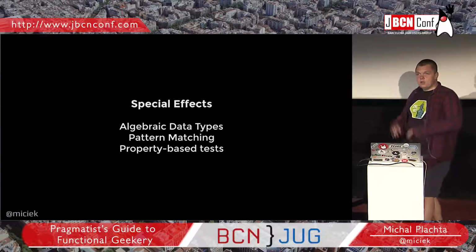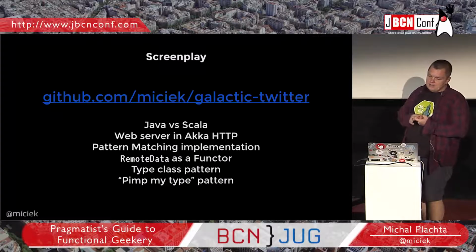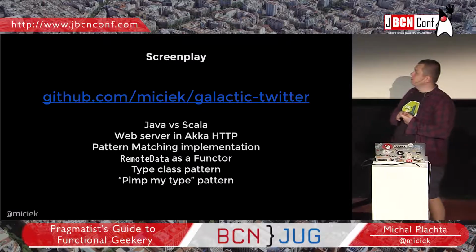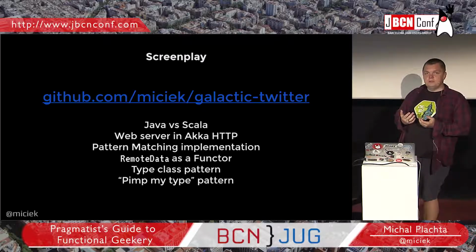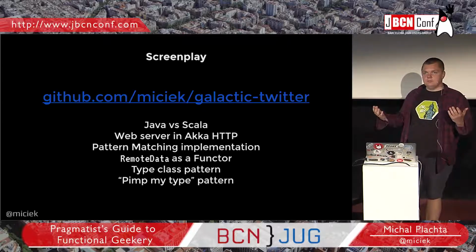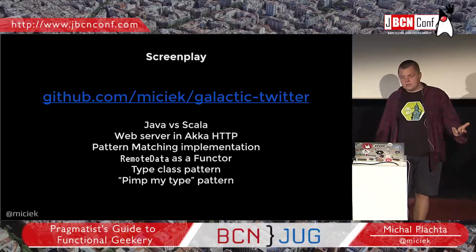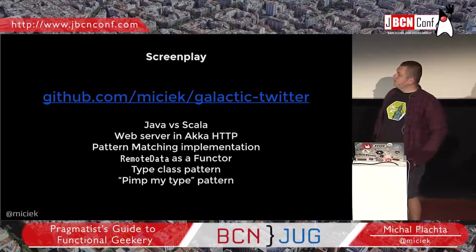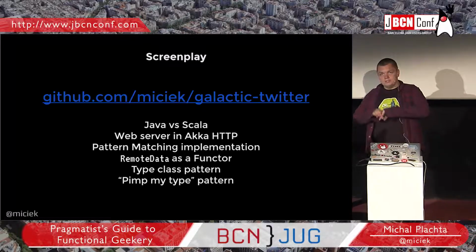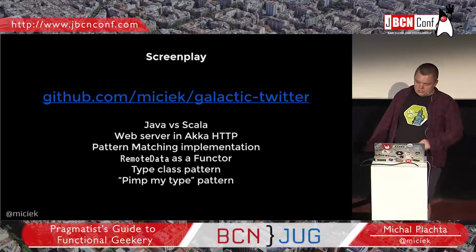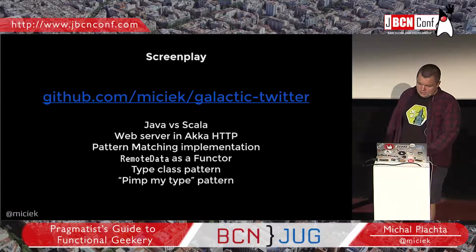And the screenplay and the code and all the problems I just described, the link to the slides, and more things are here on this GitHub repository. There are also Java and Scala applications, two applications implemented that are doing the same thing, a web server in HTTP, pattern matching implementation for custom types, you can see why remote data can be treated as a functor, and two patterns from Scala: the type class pattern, which helps us get rid of annotations in our row types, and the pimp my type pattern, which helped me implement predicate logic in the censorship module.